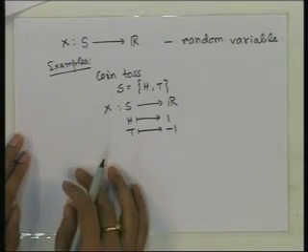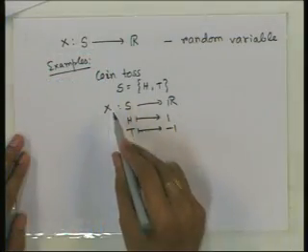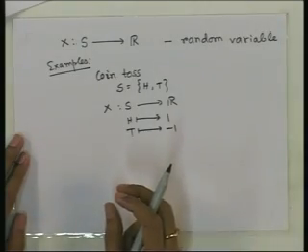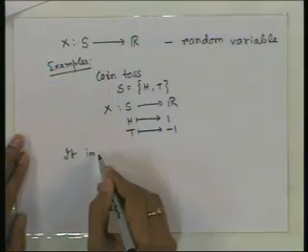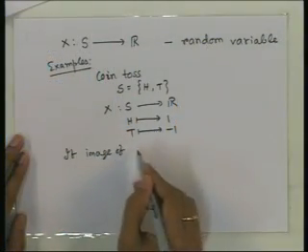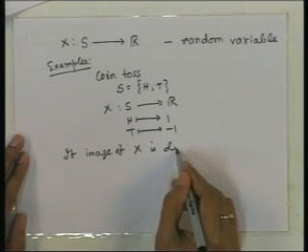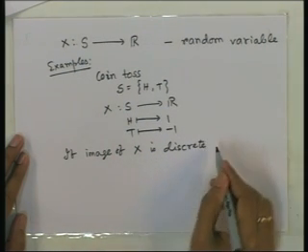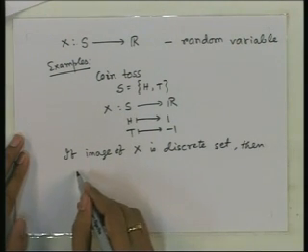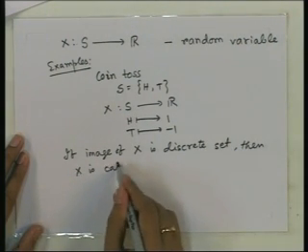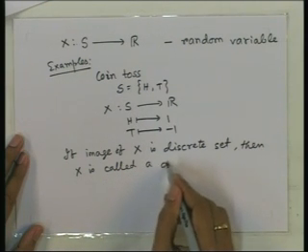Now, if the image of this mapping is a discrete set, okay, it is not continuous valued, then if the image of X is a discrete set, X is called a discrete random variable.